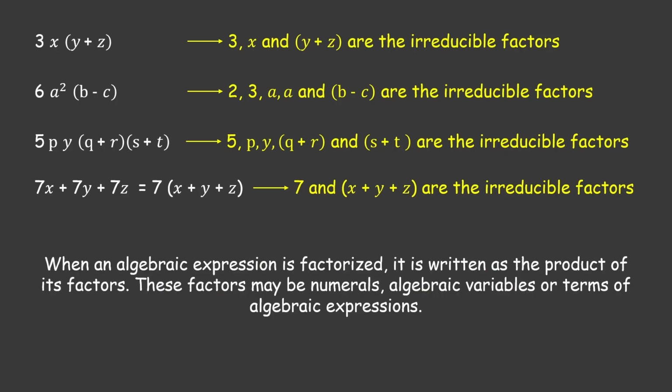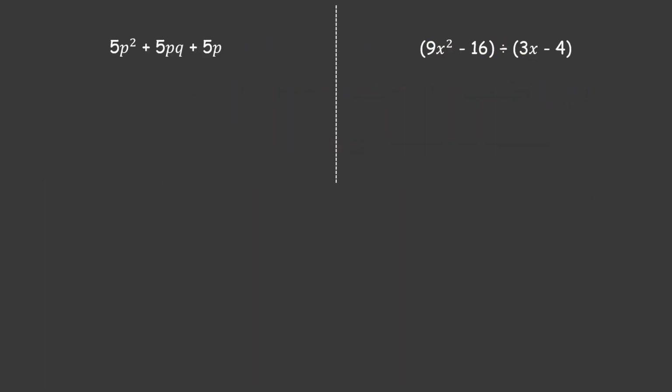So we observe that whenever an algebraic expression is factorized, it is written as the product of its factors. These factors may be numerals like 5, algebraic variables like p, y, a, or terms of algebraic expressions like s plus t, x plus y plus z. Now, one must think, why do we need to factorize algebraic expressions? What is the need of factorization? Let us understand this using some examples.